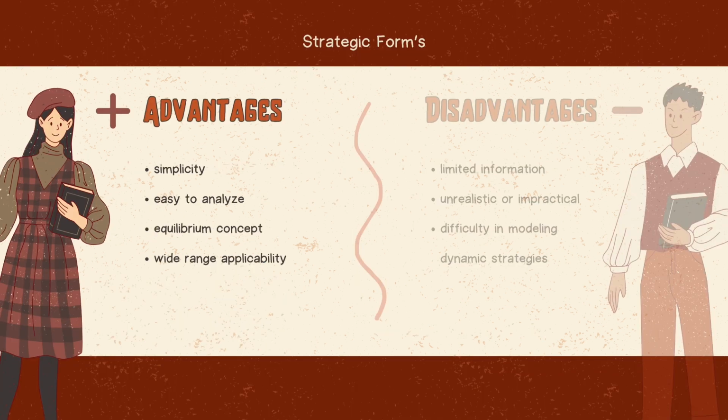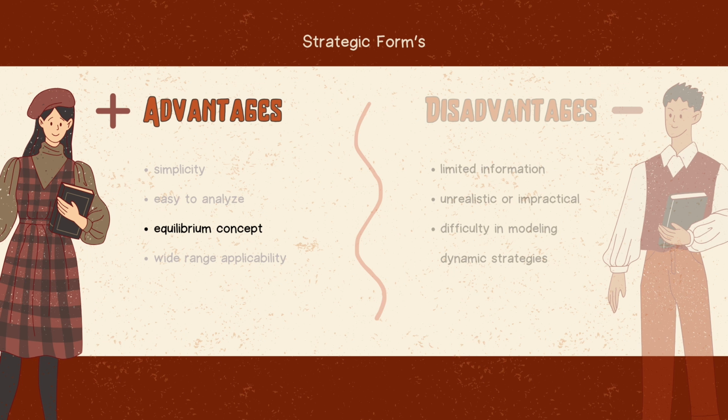The strategic form has some advantages and disadvantages. The advantages are: it is simple and compact. It summarizes the essential information of the game in a single table or matrix. It is easy to analyze. It allows us to use various tools and concepts, such as dominant strategies, best responses, Nash equilibrium, and mixed strategies, to find the optimal or rational choices for the players.